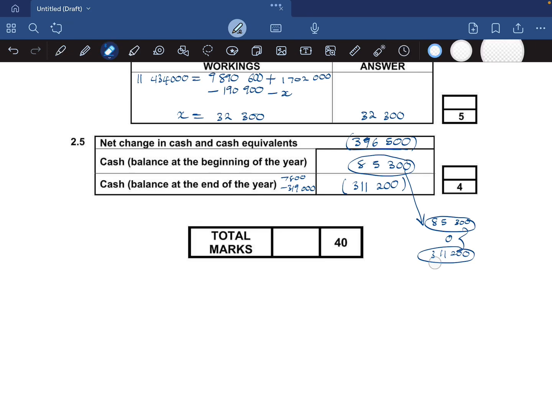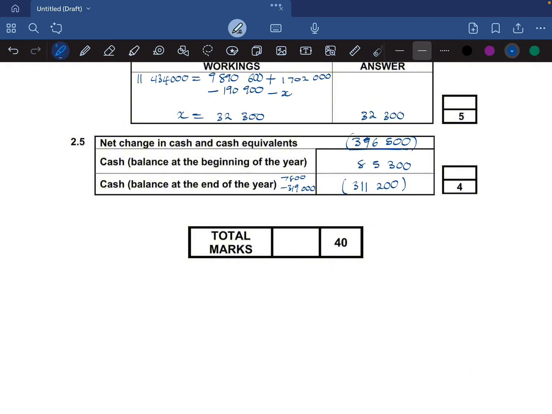Okay. So that is it for question 2, and I hope that was really useful.